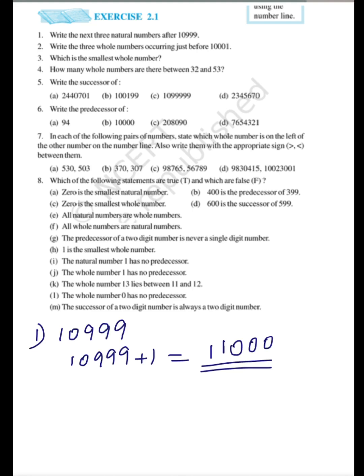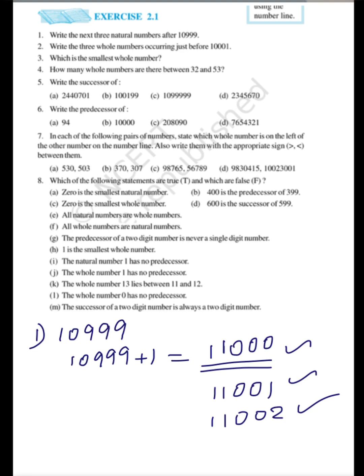Now what is next? You have to write the next three numbers. So after 11,000 will be what? 11,001, then 11,002. These are the very next three numbers: 11,000, 11,001 and 11,002. Understand? So this is the answer for the first question. Now let's see the second question.